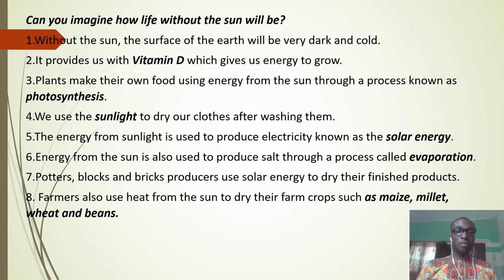And then we have potters, blocks and bricks producers. So potters, blocks and bricks producers also use the sunlight to dry their products. So after making their pots or after molding their bricks or blocks, they need the sun or the sunlight to help dry these items. And also farmers use heat from the sun to dry their farm crops such as maize, millet, wheat, and then beans.